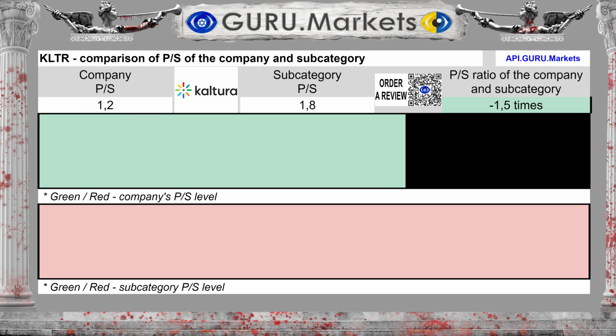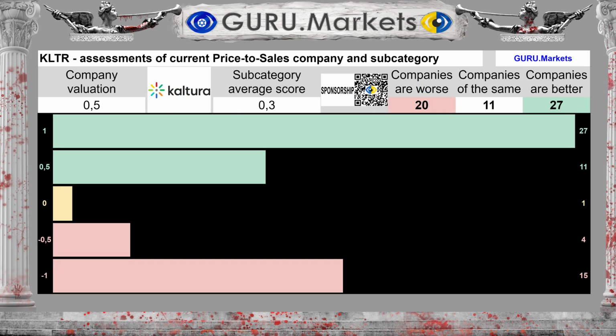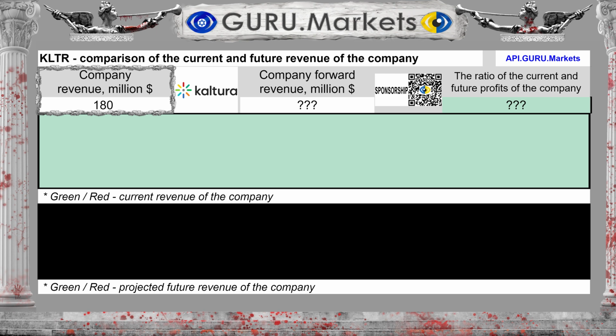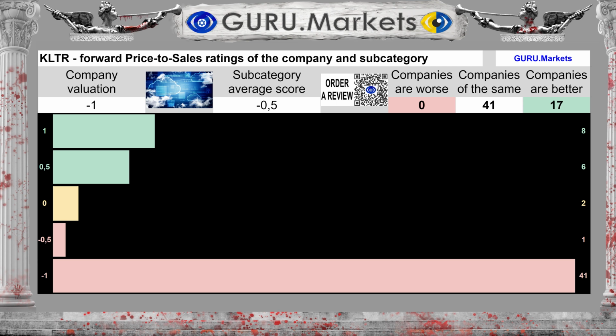The average for the subcategory is 1.8, and this is 33% lower than the average for the subcategory. Assessment of the company's stock market value to revenue in comparison with the indicators in the subcategory: good, 0.5 points. Revenue for the last 12 months was $180 million. Future revenue for the next 12 months is unknown, which is negative for the company. Assess projected future sales performance against subcategory performance: bad, -1 point.